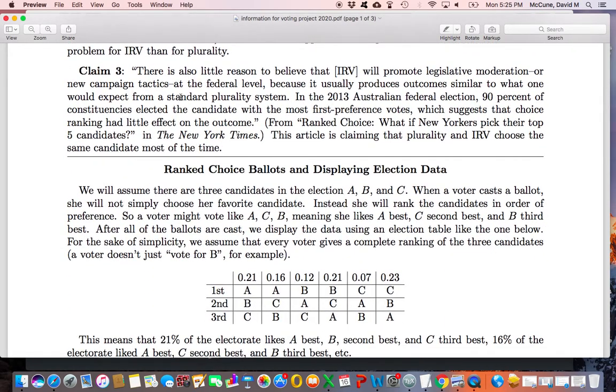Okay, third claim. This guy says there's little reason to believe that instant runoff voting will promote legislative moderation because it usually produces the same outcome as what you would get from plurality. And then he gives this 90% number. So this article is actually claiming that plurality and instant runoff voting choose the same candidate as the winner most of the time. And this person even says 90% of the time.